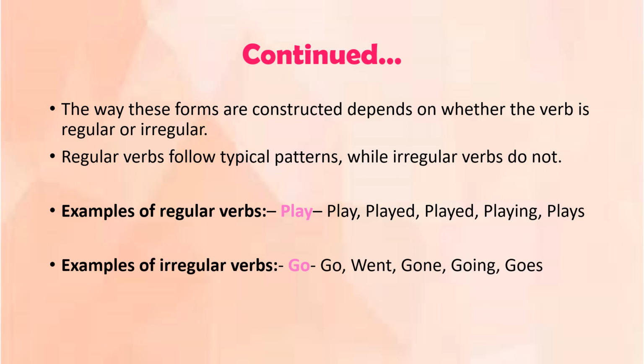For example, play will change into play, played, played, playing and plays, whereas go will change into go, went, gone, going and goes. When to use these different forms depends on the subject and context of the sentence. In today's video, we are going to learn all these 5 forms along with their detailed explanation and examples.